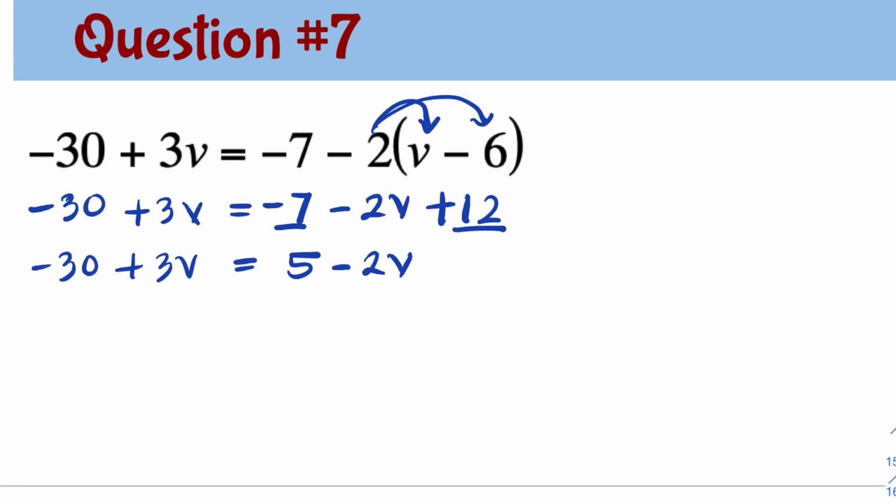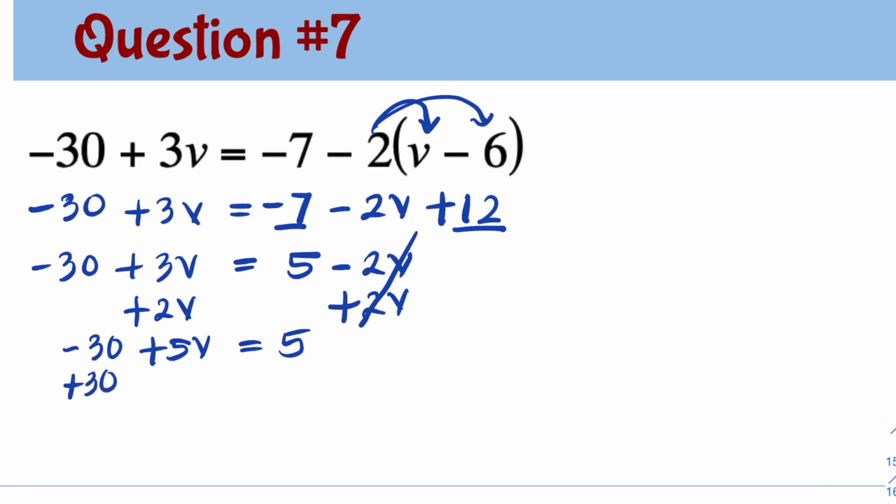Now we can isolate the variable v on the left by doing the inverse of minus 2v. So the inverse is adding 2v to both sides. So if we add 2v to both sides, we now have negative 30. 3v plus 2v is 5v. And the right side is only 5 because negative 2v plus 2v can be cancelled. Now the inverse of negative 30 is plus 30. So adding 30 to both sides, we now have 5v is equal to 35. And we can divide both sides by 5. So the v value here is 7.